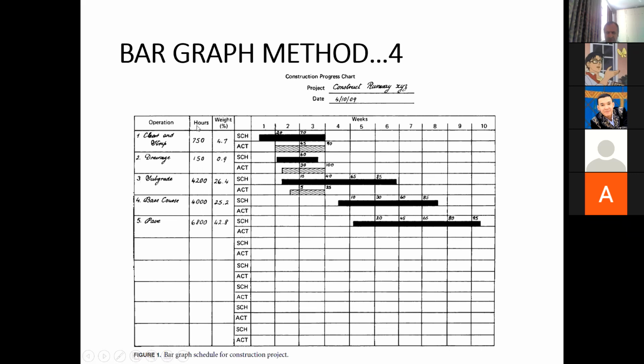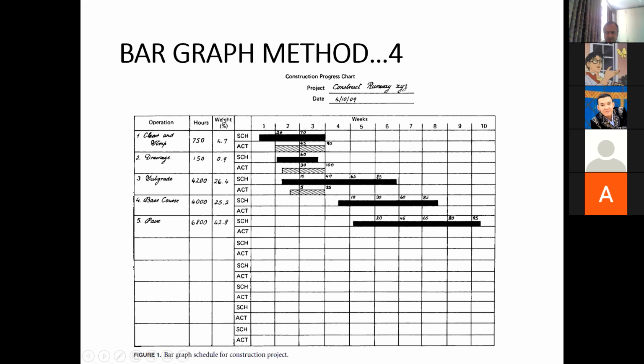This shows the hours and this shows the percentage weight. So hours means this activity will take 750 hours to complete. And this activity will take 150 hours. And similarly, the time estimates for each of these activities and operations have been made. And then the time estimates have been added up.